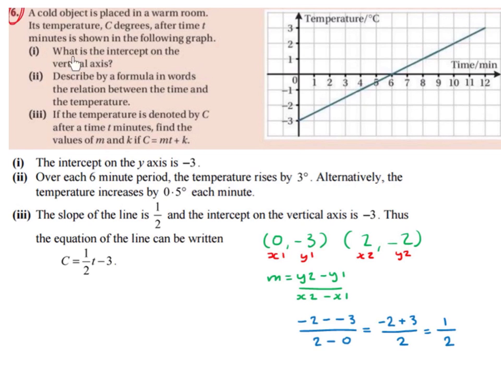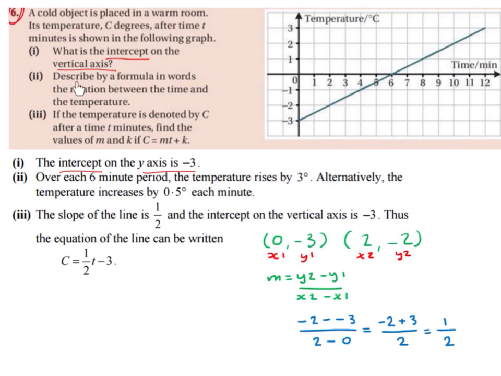So part 1. What is the intercept on the vertical axis? So the intercept on the y-axis is -3. This is our vertical axis, or our y-axis, which represents temperature in degrees Celsius. And we can see the point at which the graph crosses the axis is -3. So our y-intercept is -3.